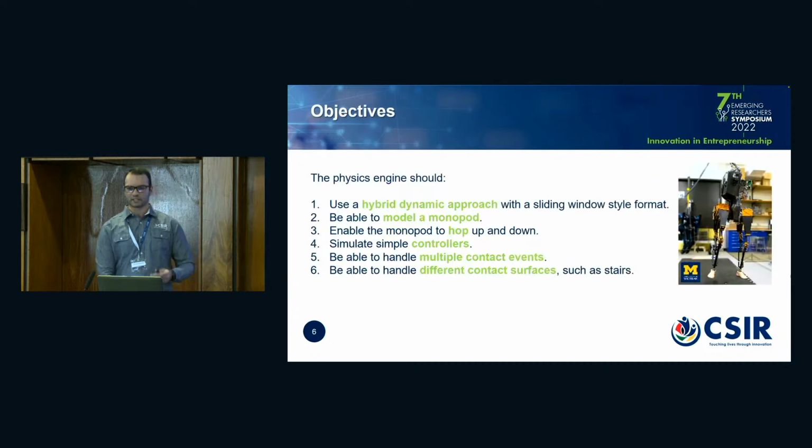So we'll now move on to the objectives of this project. The objectives include building a physics engine that should use a hybrid dynamic approach with a sliding window style format, which we'll get onto later. It should be able to model a monopod, which can hop up and down, simulate simple controllers, handle multiple contact events, and handle different contact surfaces.